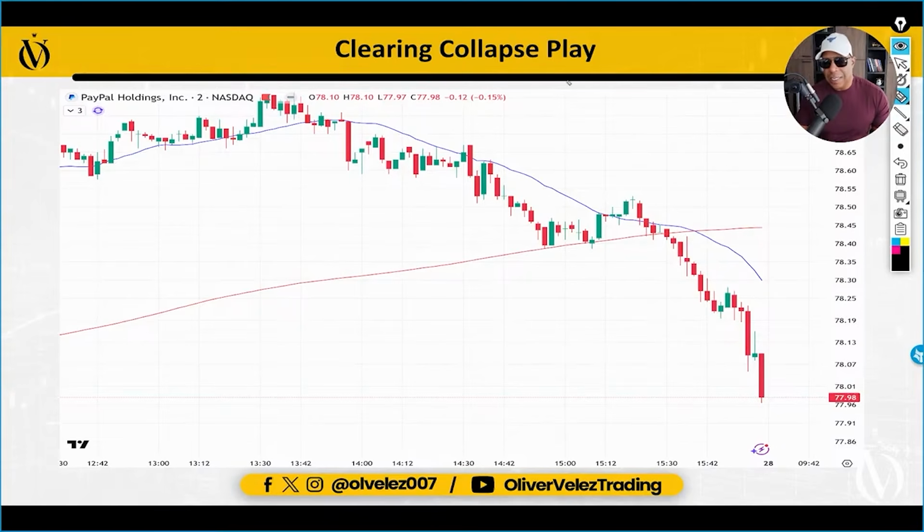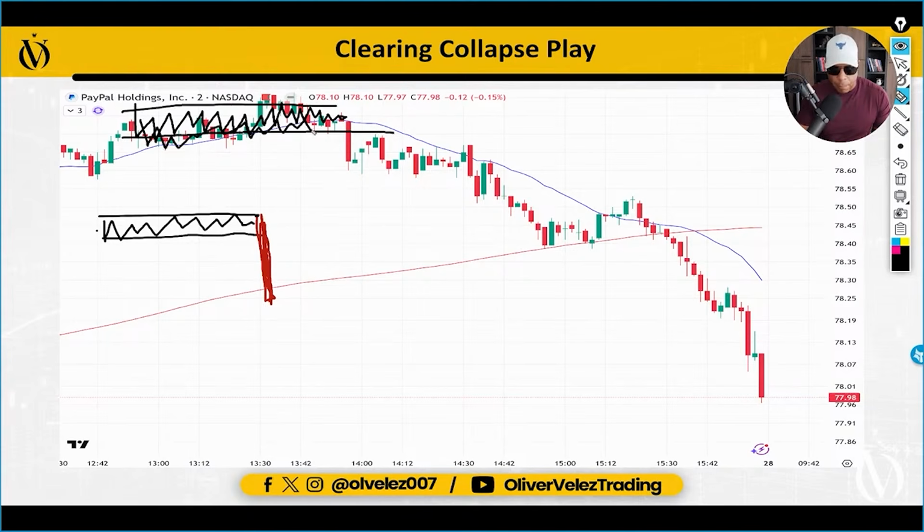My traders know this is a clearing collapse play, right? So what is clearing? Let's say your stock is doing this. It's kind of in this range here. And then all of a sudden, a red bar just clears everything. Boom! It just breaks through everything. That's clearing. I want you to take a look at this. Look at the clearing. You see it?